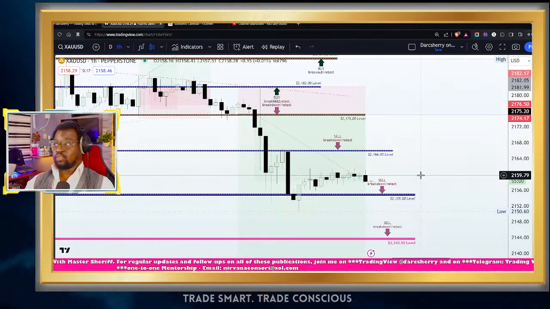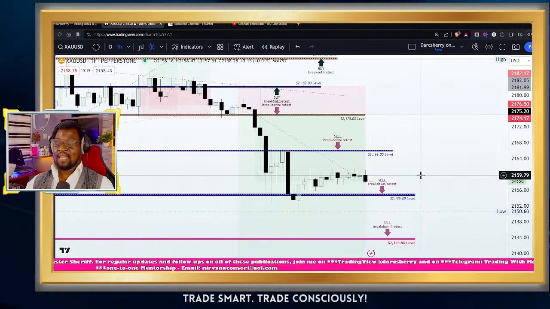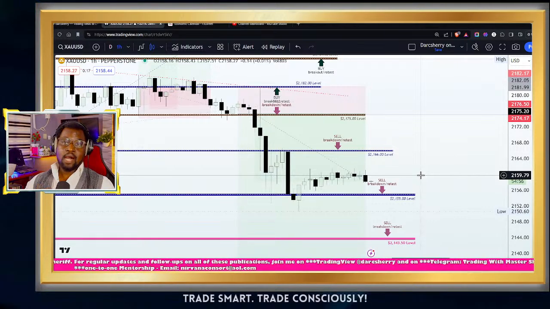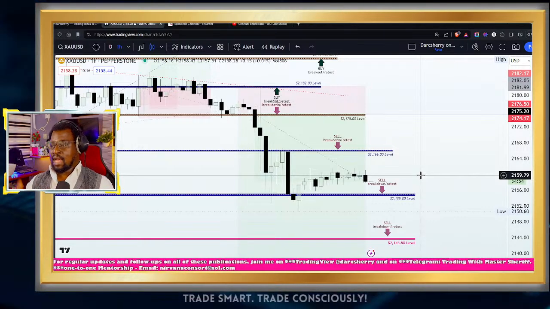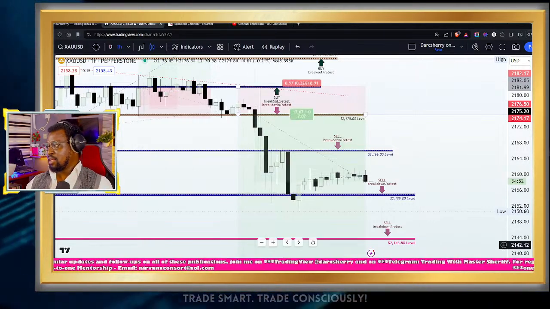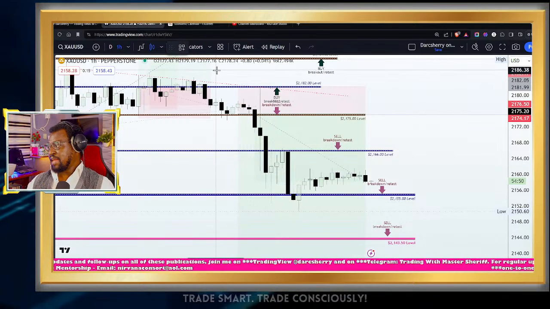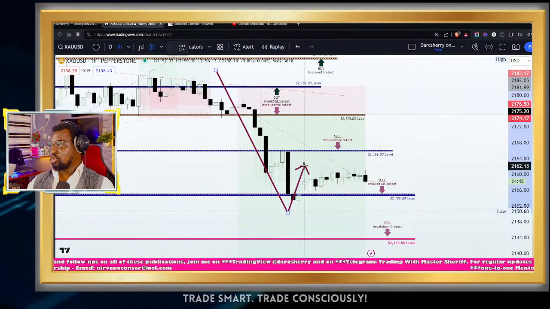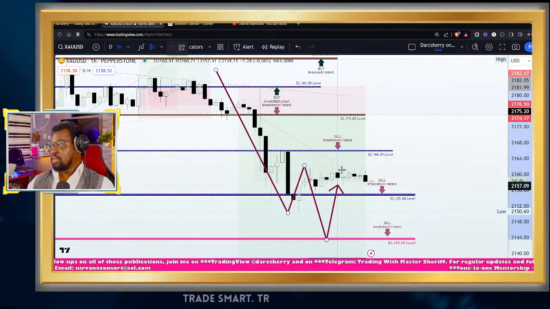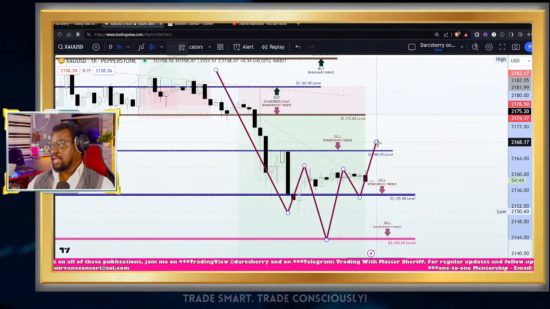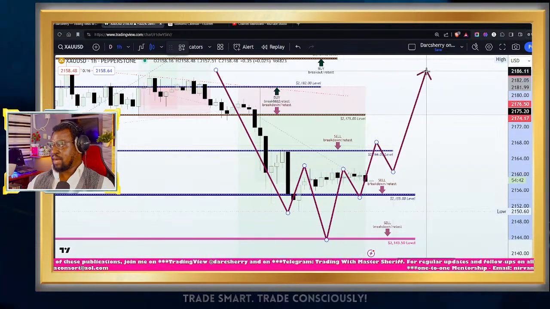But if we do see any form of reversal pattern, I will definitely give you an update on both my TradingView and Telegram platform. So I would like to see any form of maybe double bottom structure or head and shoulder pattern, then we'll mark out the neckline and then buy the breakout retest of the neckline.